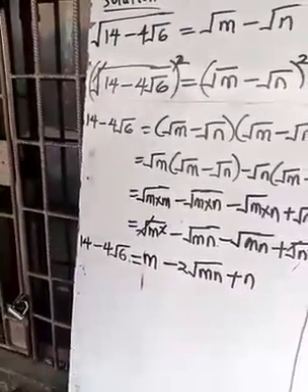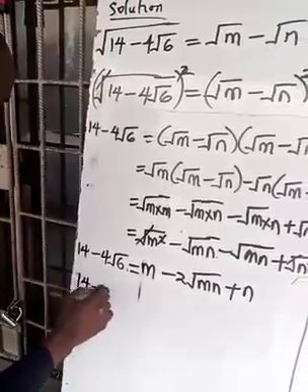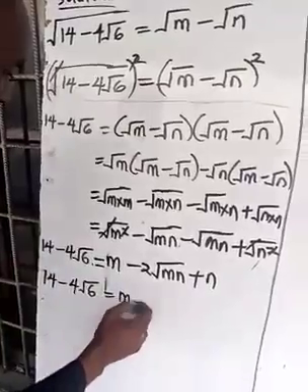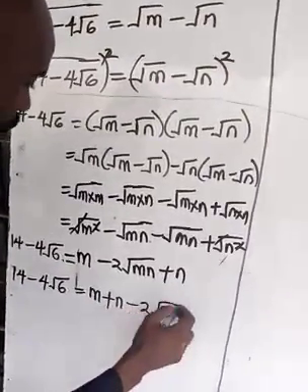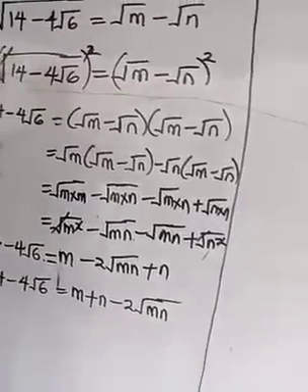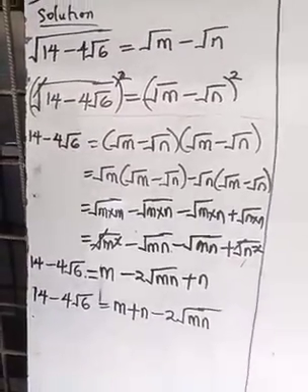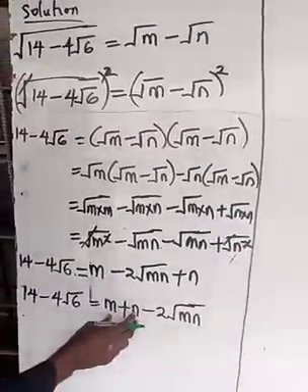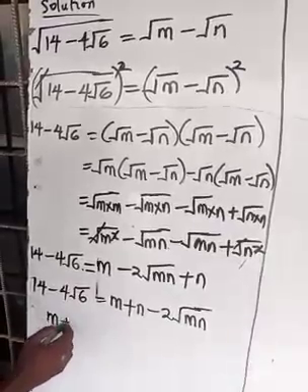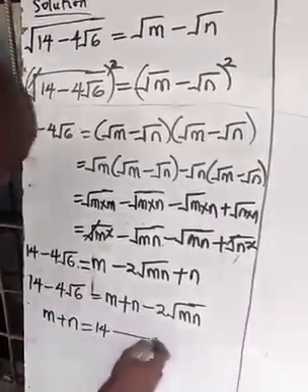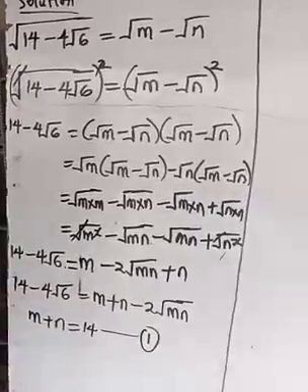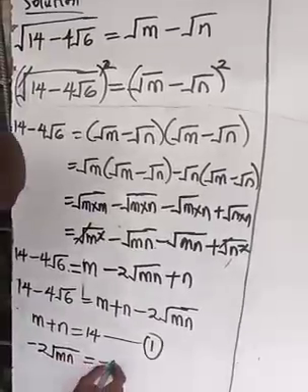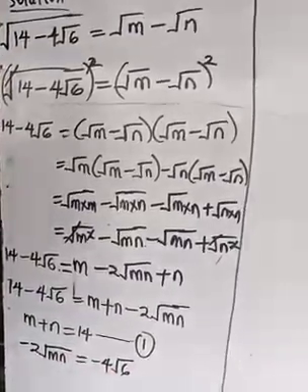Now from here this becomes 14 minus 4 root 6. Now these rational numbers, let's bring them close. We have m plus n minus 2 root mn. From here we can do equality of surds. That means the rational number will equal the rational number, so m plus n is equal to 14, and the surd will equal the surd, so minus 2 root mn is equal to minus 4 root 6.